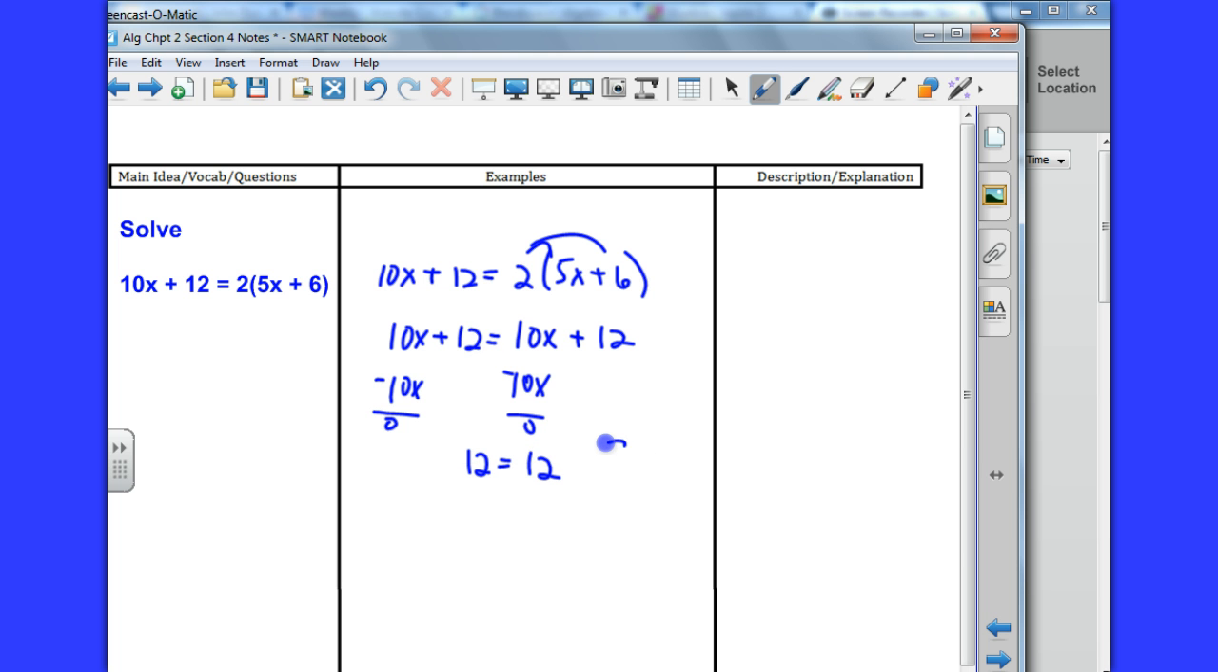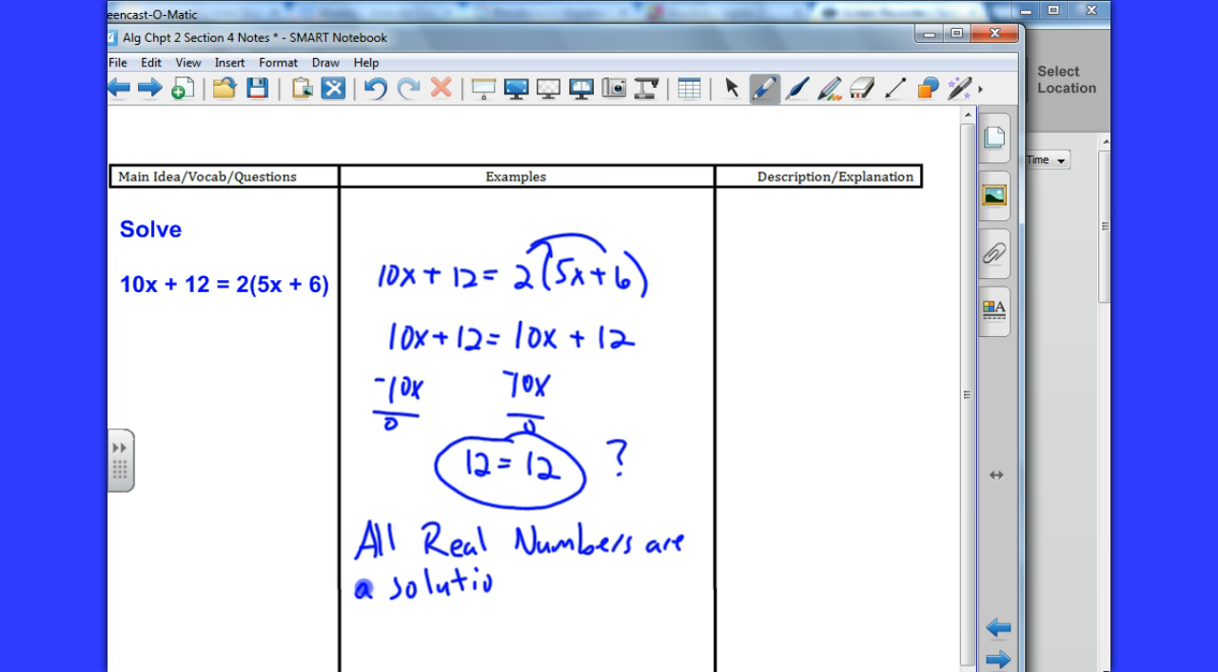What in the world is going on with that? Well, 12 is equal to 12. That's interesting. And what that means is that any solution will work. And what we say is all real numbers are a solution. And what that's called in math is called an identity.